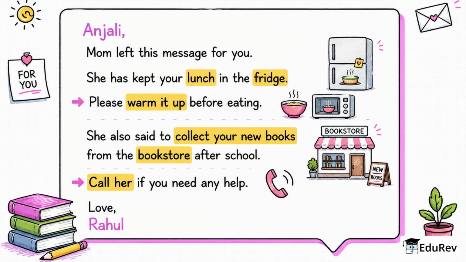Here's another one. This time, imagine I'm Rahul writing a quick note to my sister Anjali. Anjali, mom left this message for you. She has kept your lunch in the fridge. Please warm it up before eating. She also said to collect your new books from the bookstore after school. Call her if you need any help. Love, Rahul. This totally demonstrates an informal yet perfectly structured note.